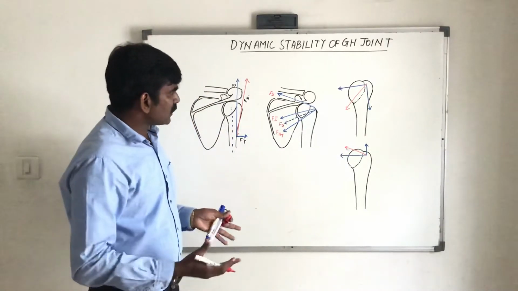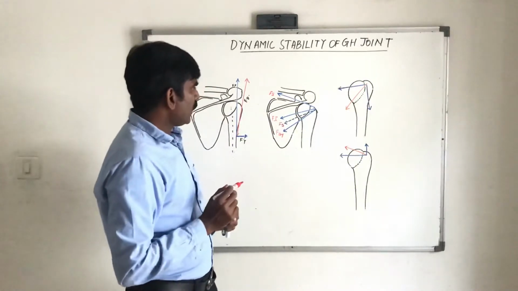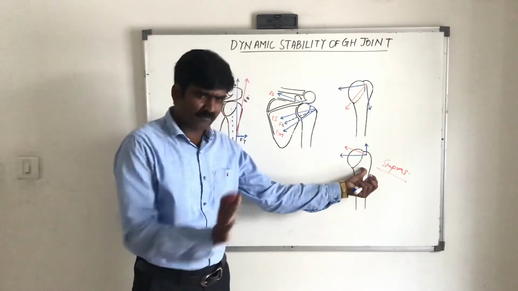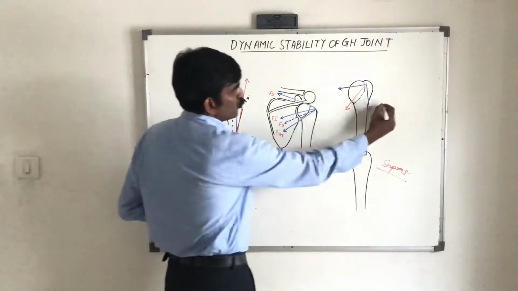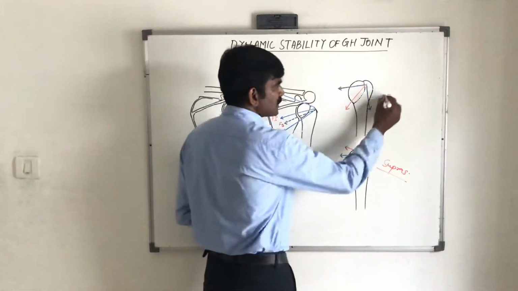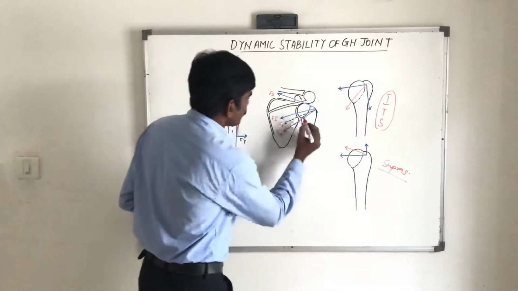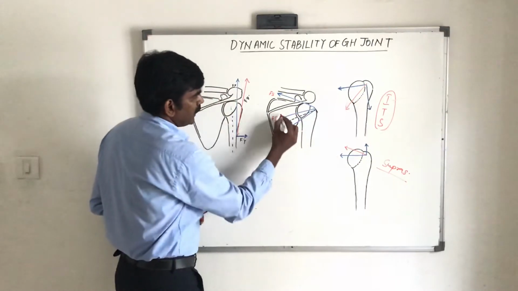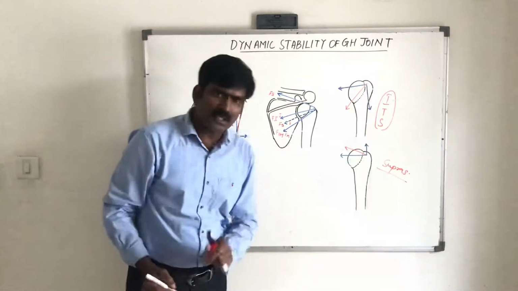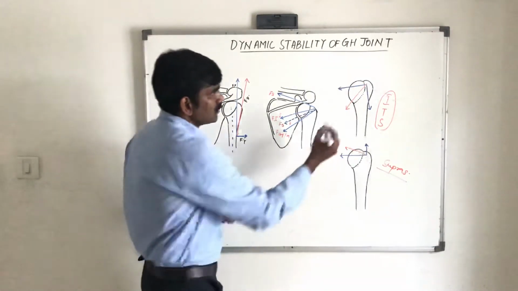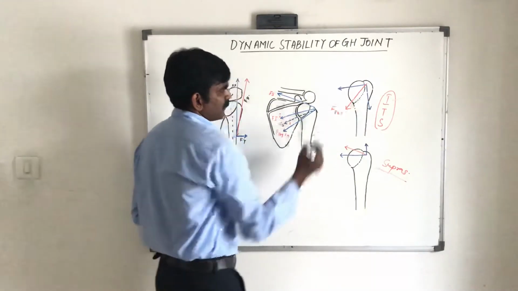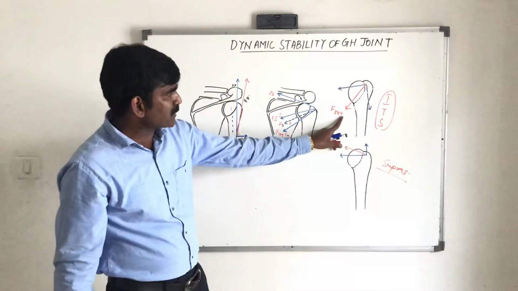Clear? So we will study this under two parts. The supraspinatus muscle line of force we will study separately. It is one group, and the other three muscles you call ITS, that is infraspinatus, teres minor and subscapularis. These three muscles form a single group. When you take the resultant force vector of these three muscles, this will be the resultant force of ITS, that is infraspinatus, teres minor and subscapularis.